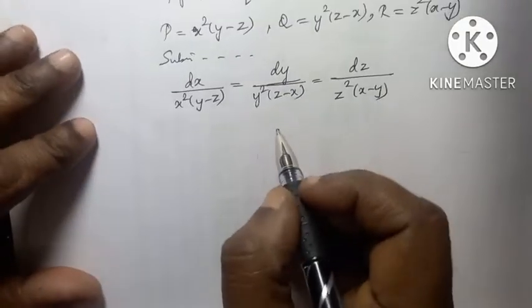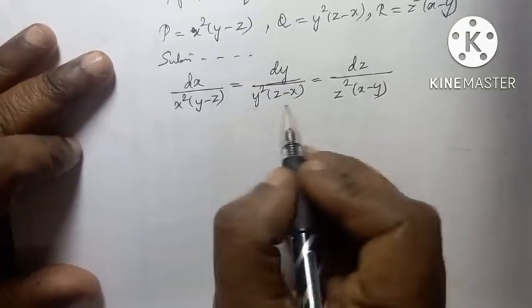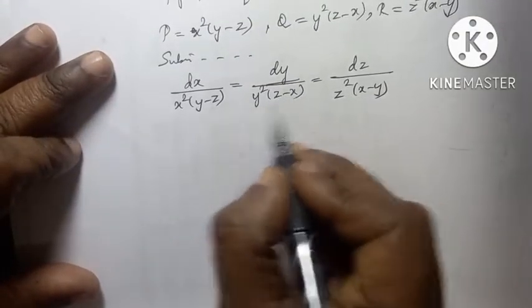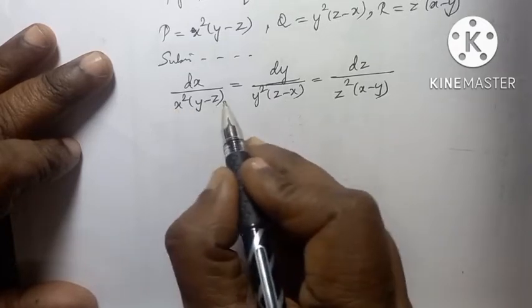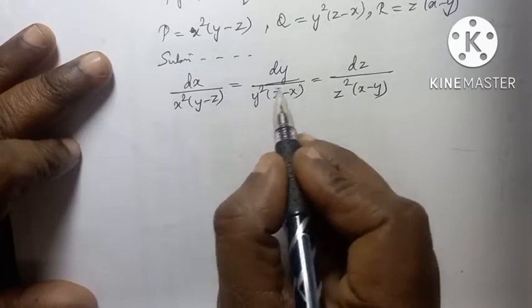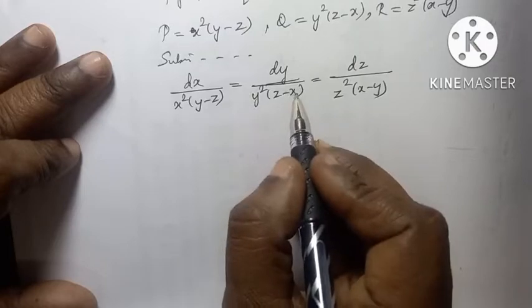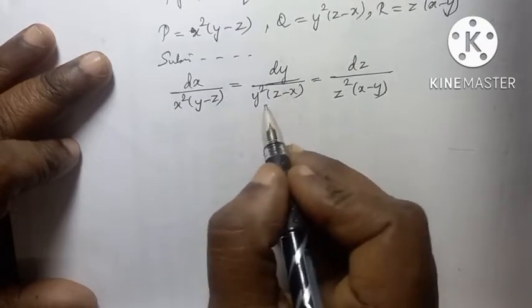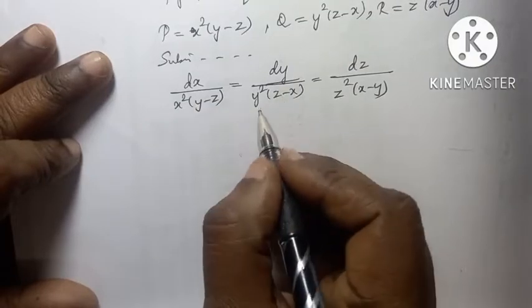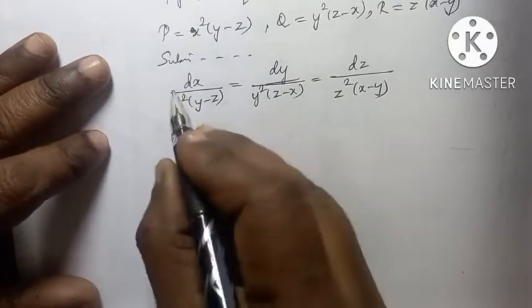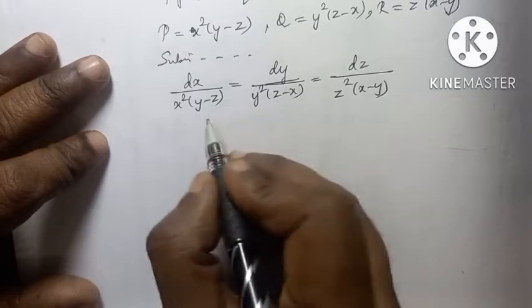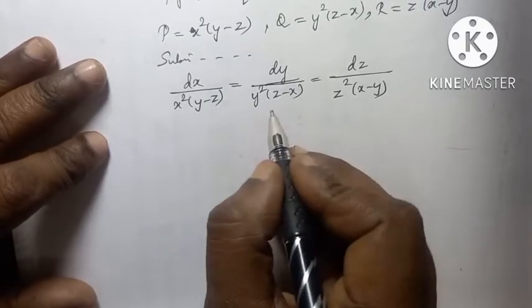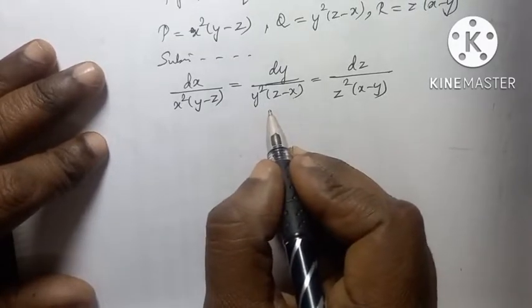So here the grouping method is not possible. If you take the first and second ratio, I have x, y, z in the denominator. Here also x, y, z in the denominator. No terms will get cancelled. If you cross multiply, integration is not possible. Partial integration is not allowed. So integration is not possible. The grouping method will not give an answer here. So we have to go for the multipliers method.